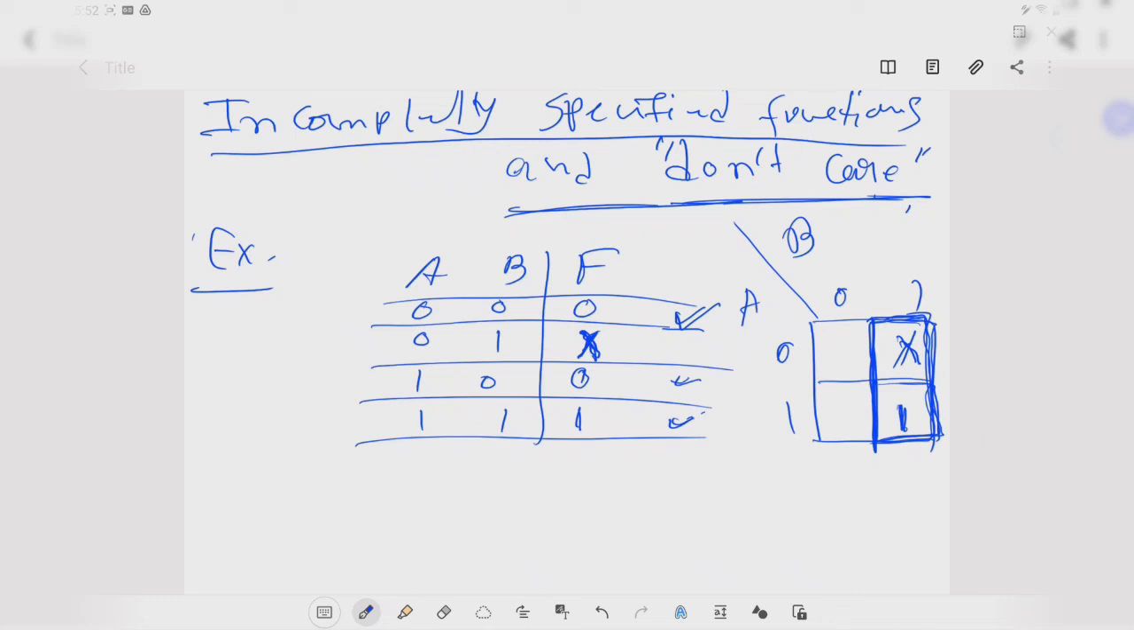But this will not give us the simplified function. In order to find the simplified function, we need to find the maximum number of 1s which are consecutive and symmetric. If we consider the don't care as 1, then we have 2 1s, and these are consecutive and symmetric. In these 2 1s, a is not common, b is common, so b. The simplified function is f equals b.